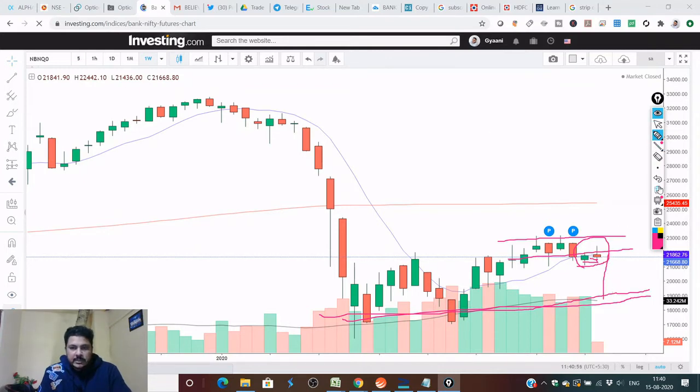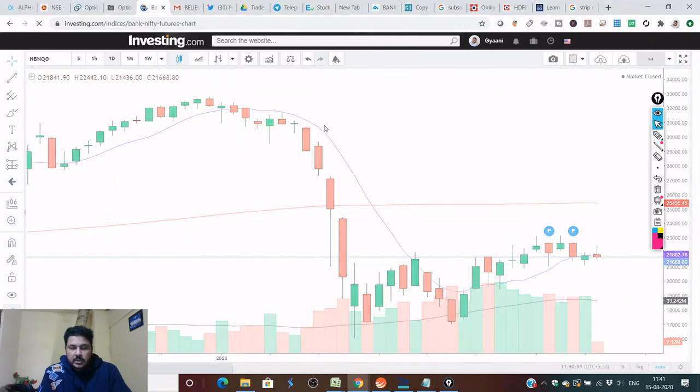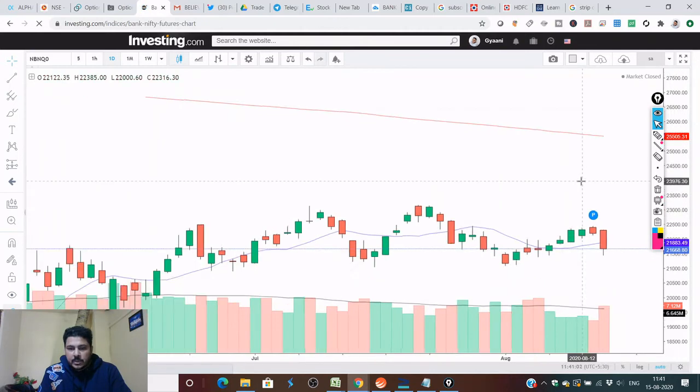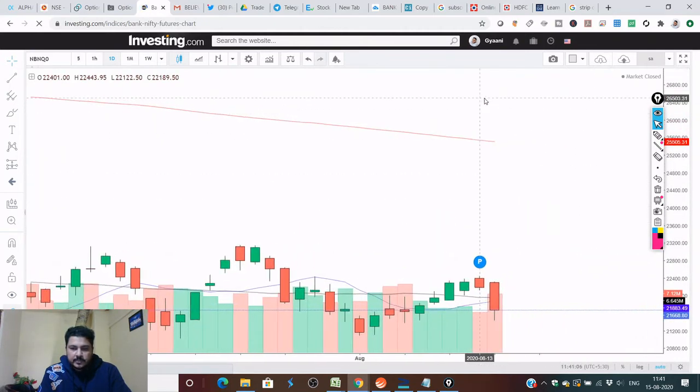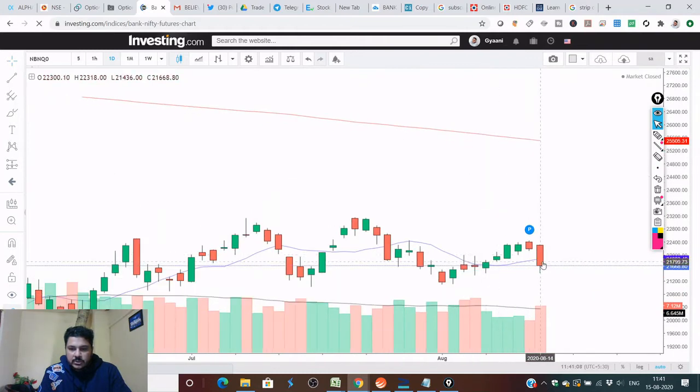So let us analyze this on a daily time frame. Let's see if there is strength there on a daily time frame. On a daily time frame also, we have got an engulfing pattern, and there was a huge sell-off on Friday, and the market is now resting. Bank Nifty is resting at this level.